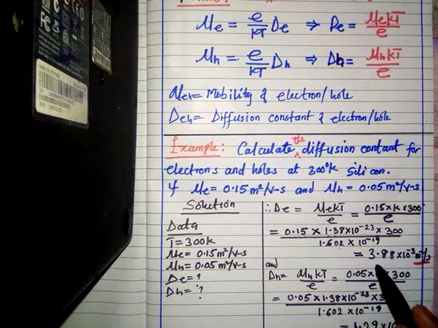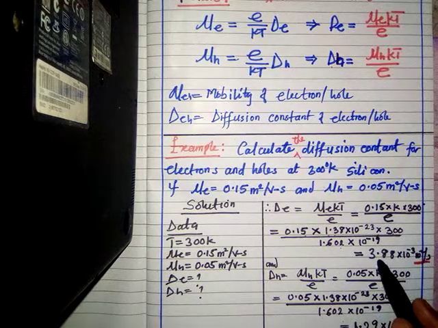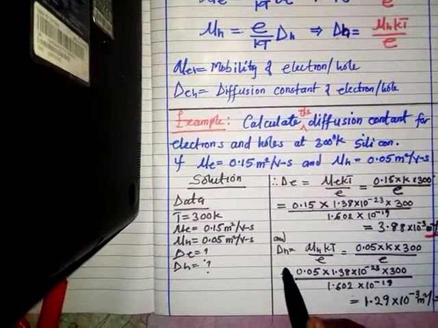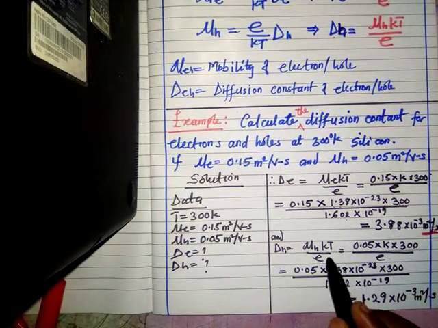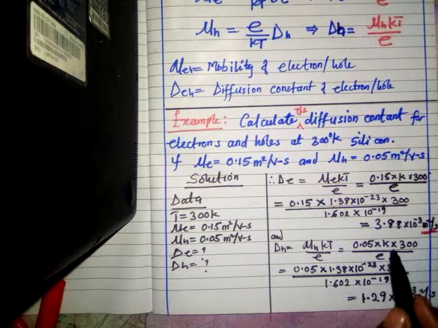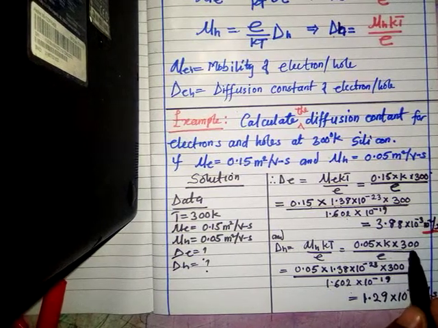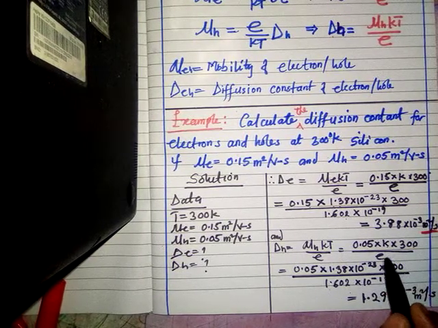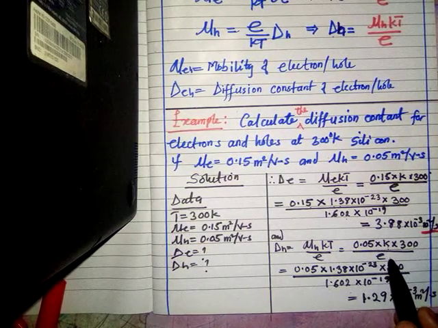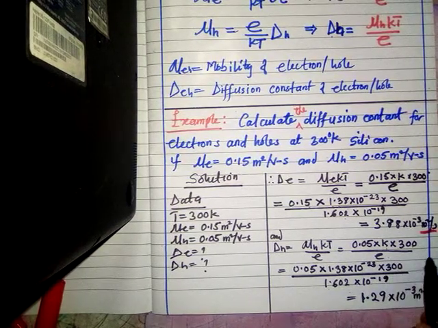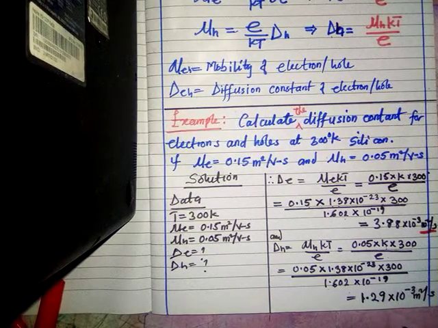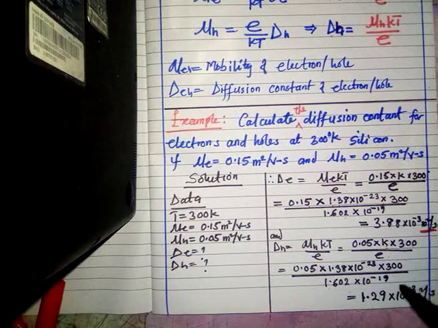So this is our diffusion constant for electron, and our diffusion constant for hole is given as μ_h kT over e, which is equal to 0.05 by k by 300 all over e. This is the Boltzmann constant, this is our e. They are constants. You can find them in your calculator also. If I had a calculator, I could have shown you how to get these constants.